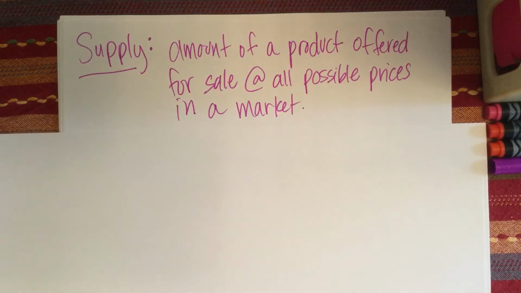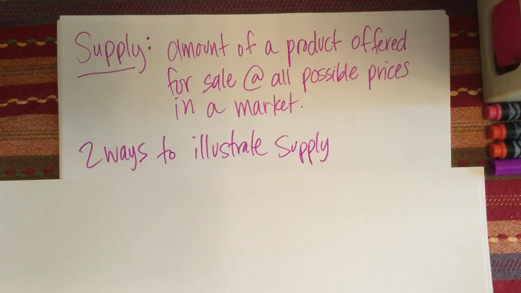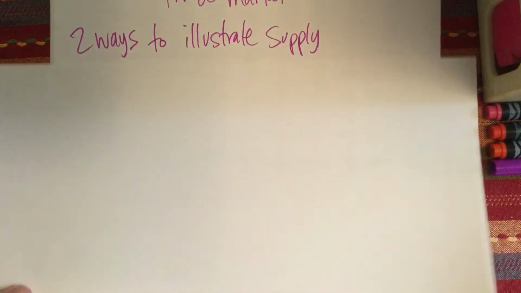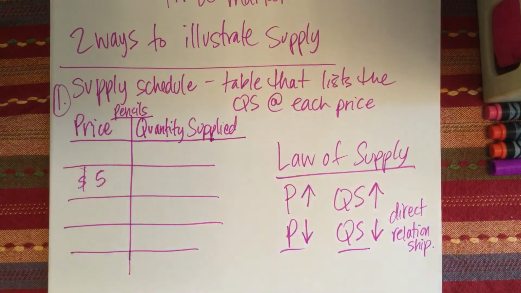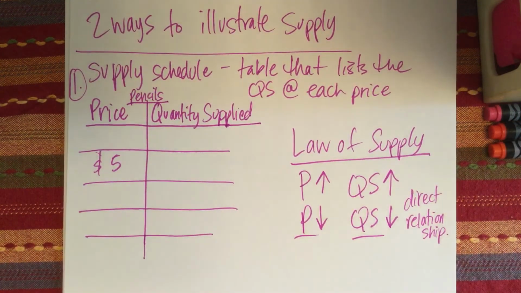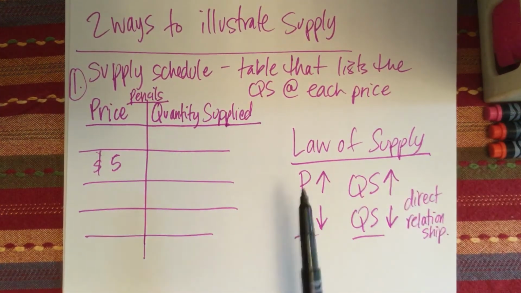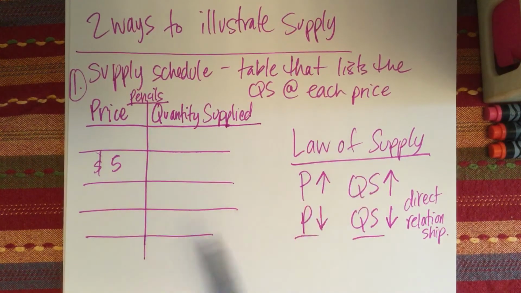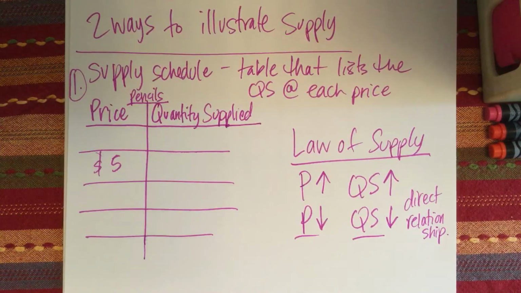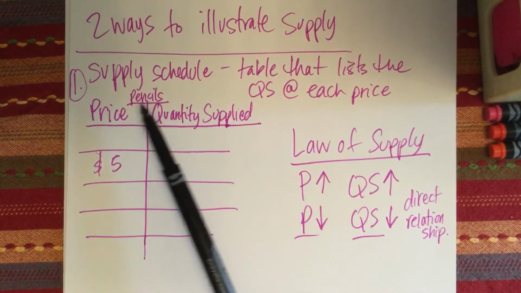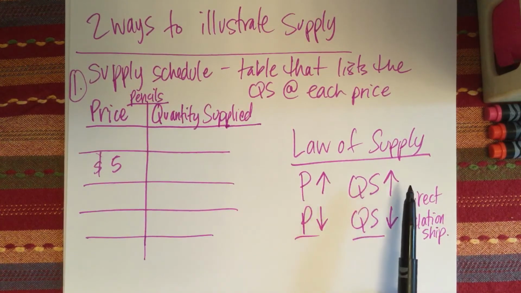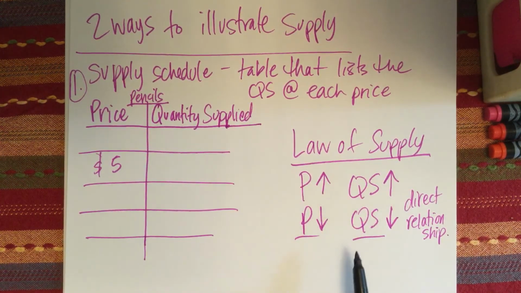So there are 2 ways to illustrate supply. The first way to illustrate supply is like the first way that we illustrated demand, a supply schedule. A supply schedule is a table that lists the quantity that you supply at each and every price. It's just a listing. We'll say that this is the supply schedule for pencils. And again, it also illustrates what the law of supply states, which is a little bit opposite of the law of demand.